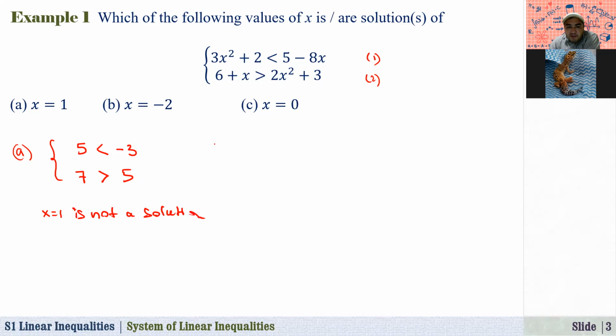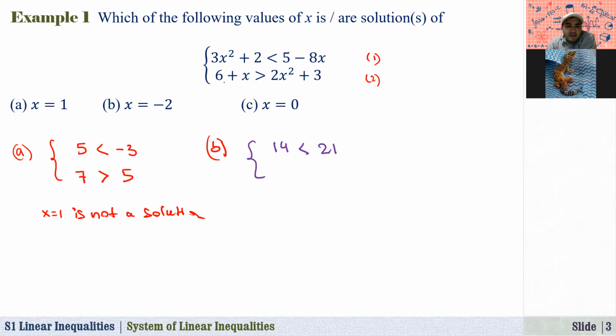Okay, and how about part B? Let me just change the color. I don't like using reds. How about x equals negative 2? For x equals negative 2, again, if you just substitute and evaluate this, it's 3 times negative 2 squared. Negative 2 squared is 4. 3 times 4 is 12. 12 plus 2 is 14. Less than 5 minus 8 times negative 2. Negative 8 times negative 2, that is 16. 5 plus 16 is 21. Yeah, 14 is less than 21, so it satisfies the first inequality.